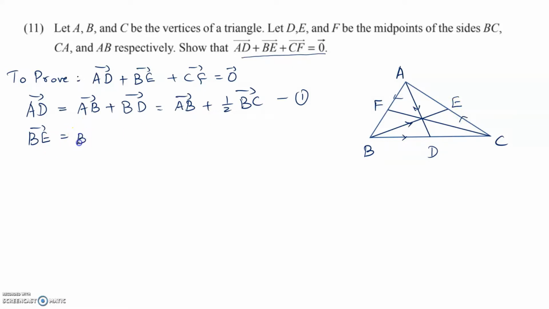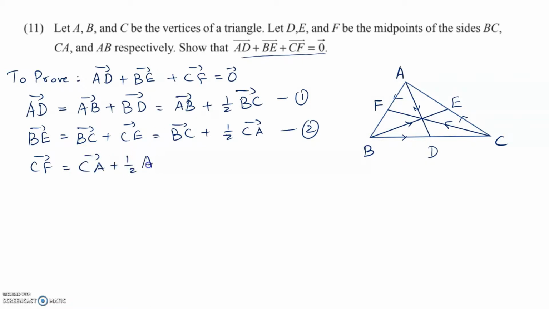So it's BC vector plus CE vector, and we can further write CE as half of CA vector. Let's mark this as 2. And our CF vector can be written as CA plus AF, which is half of AB. So I am going to write this as CA vector plus half of AB vector. So this is my 3.